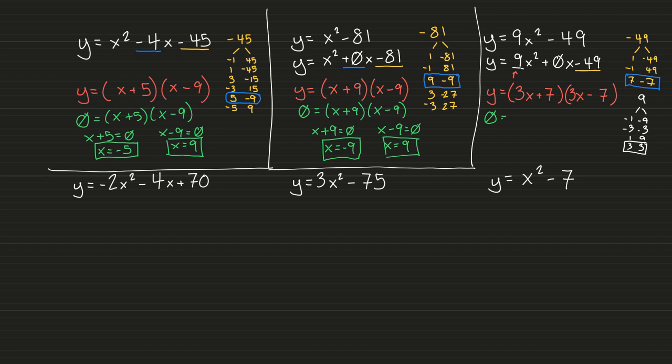But we want to find our zeros, so we're just going to do 3x plus 7 times 3x minus 7 gets us 0. So 3x plus 7 equals 0, or 3x minus 7 equals 0. And with our algebraic steps, we would subtract 7 to one side here, and we would divide by 3. So we get something a little strange, negative 7/3. And over here, we would get positive 7/3. And those would be our answers there.